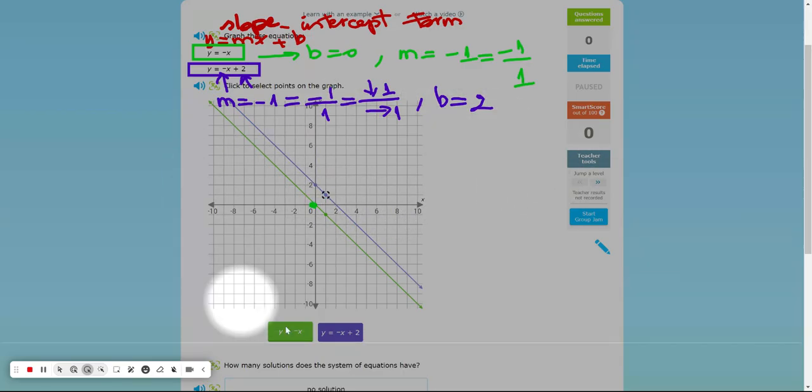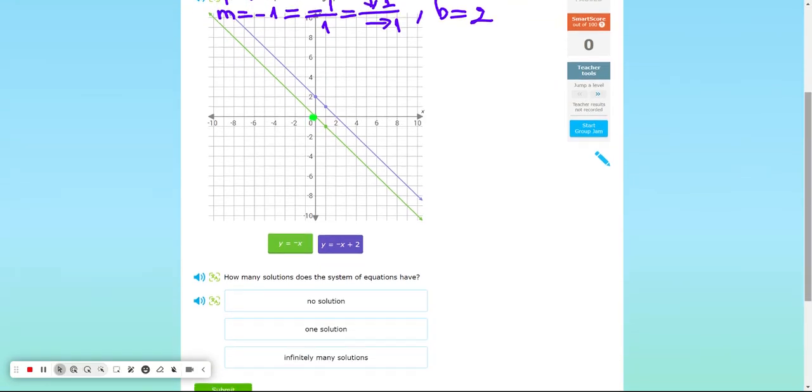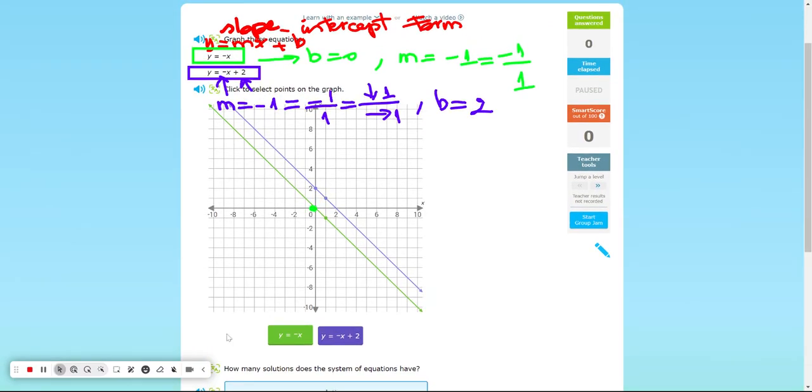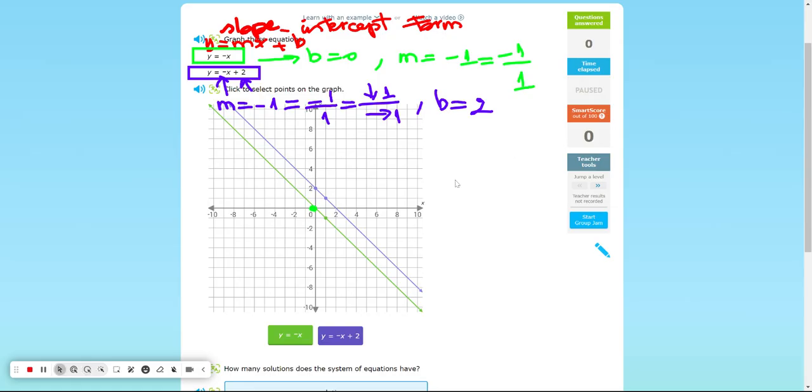Okay, so you can see these two lines are parallel. So they never intersect each other. So what does it mean? It means they don't intersect, so they have no solution. So no solution. These two lines we call parallel, the reason being that the two slopes are exactly the same.